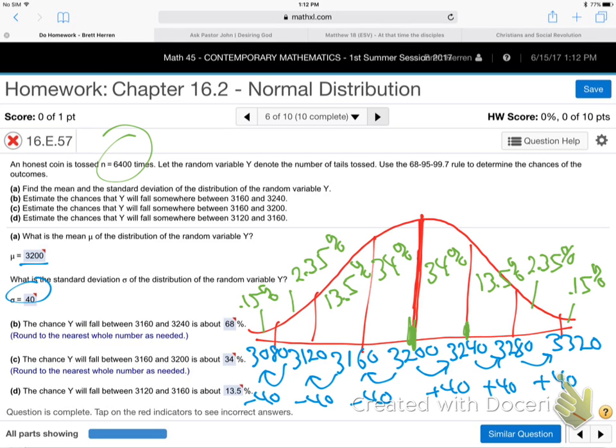So let's answer the question. What's the chance that y, which is the number of tails, is going to go between 3,160 and 3,240? So from here to here. 34 and 34. So the chance you're going to get between 3,160 tails and 3,240 tails, if you flip the coin 6,400 times, is a 68% chance. 34 plus 34.